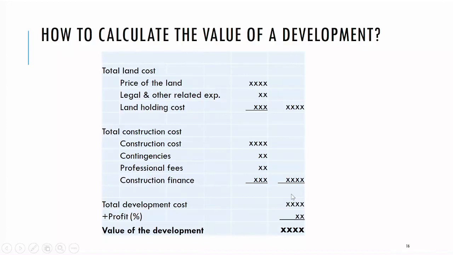How do you do it roughly? You can use construction guidebooks, Rawlinson. There are some other construction books. You can calculate the construction cost, and then you subtract that one by one. Then you get the gross residual land value. And then get rid of land holding cost and legal and other related expenses. Then you get the net residual land value. That is the maximum amount you should pay for the land in order to keep this profit margin.